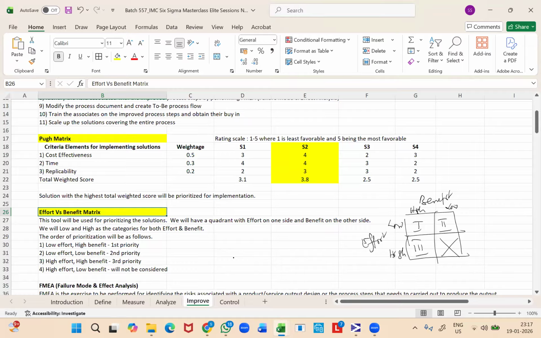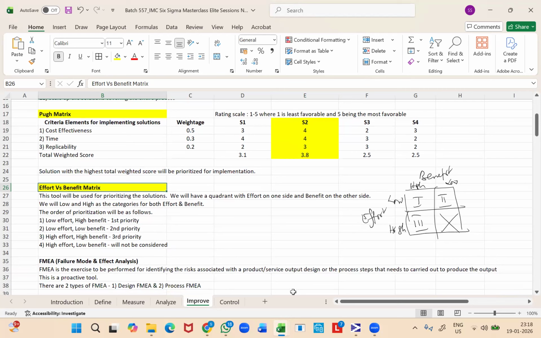So this will be my order of priority when I place the solutions in the appropriate quadrant in this effort versus benefit matrix. Again, a very, very simple and subjective tool for prioritizing the solutions, right? So this is how we would prioritize the solutions that we need to implement first, when we have alternate solutions identified for a prioritized cause. Once that is done, we also need to identify the risks associated with all these improved process steps.